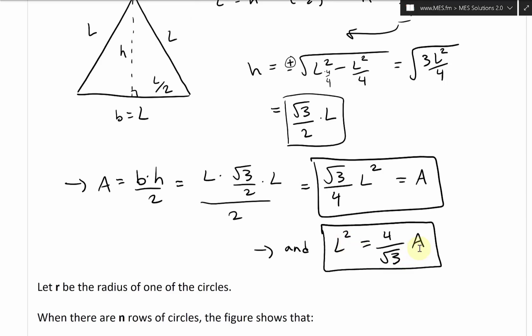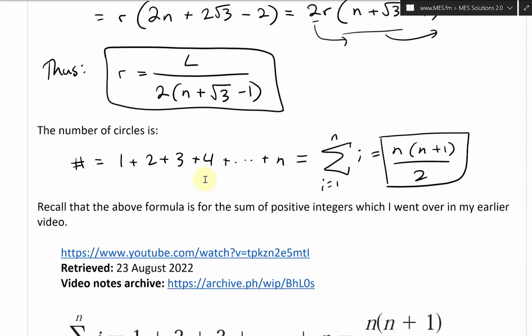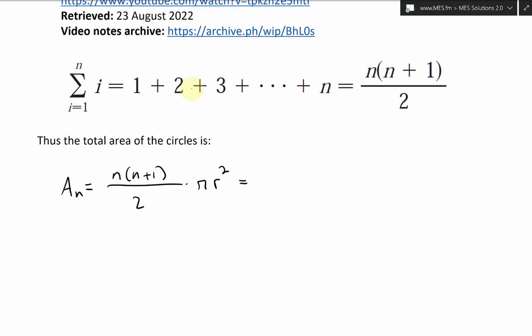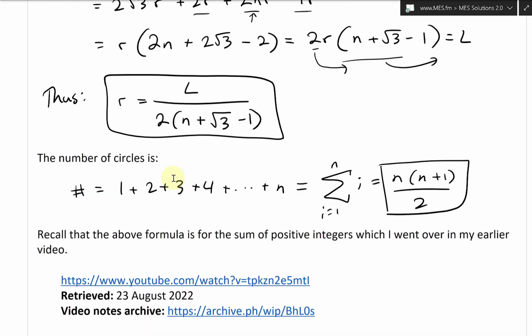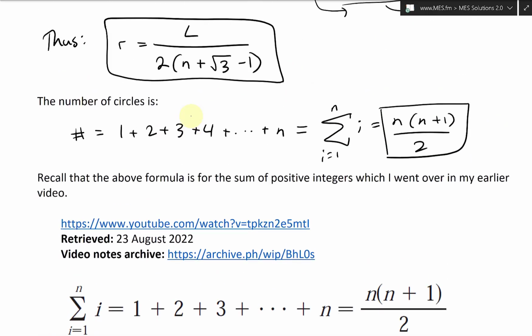And we know that L squared is in terms of A there. And we can write this whole formula A n in terms of L because we know r is in terms of L. So this equals, I'll move the pi after, actually, just to show where the r fits in. So over 2 times pi, and then times this formula right here, L over 2 times n plus square root of 3 minus 1. So over L, and then we have a 2, but then we're going to be squaring it.